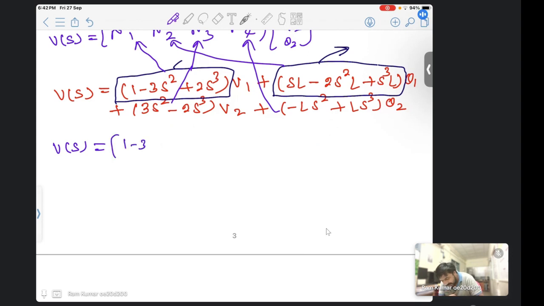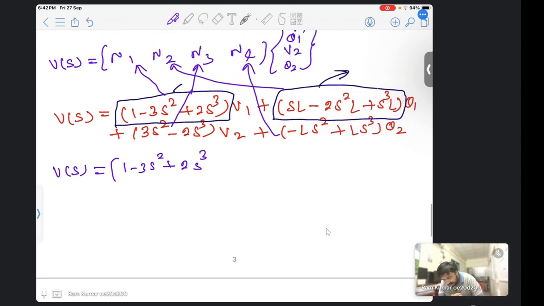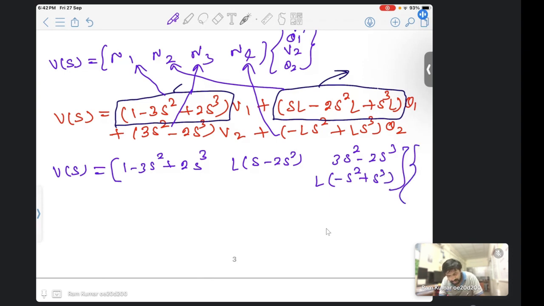It will be 1 minus 3s squared plus 2s cubed, then L times s minus 2s squared plus s cubed, then 3s squared minus 2s cubed, then similarly I will take L common, minus s squared plus s cubed, and multiply by the nodal displacements v1, theta 1, v2, theta 2. So like this we can obtain it.